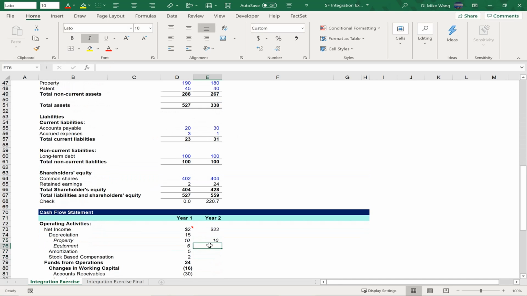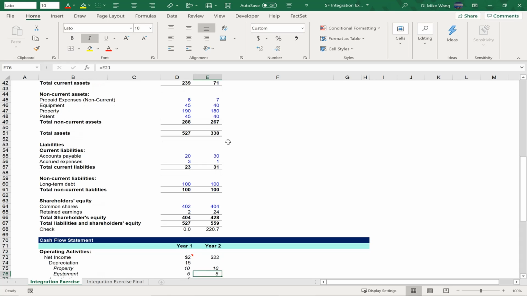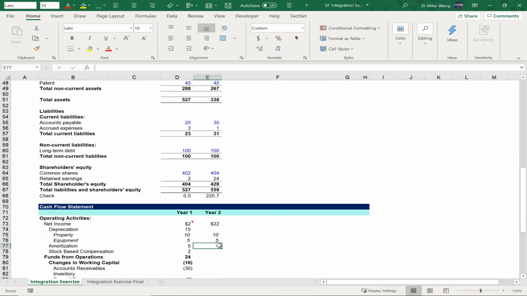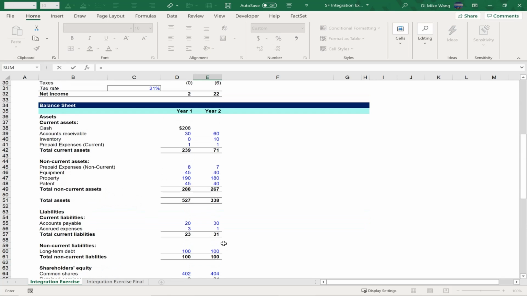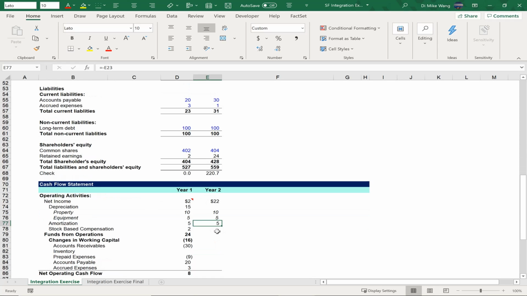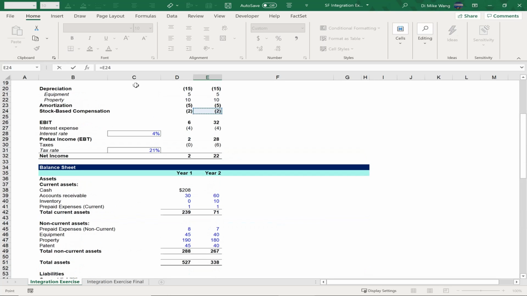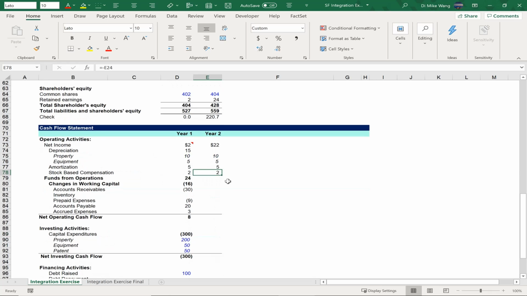Equipment, we're going to link from E21. Amortization, from E23, but remember, we're going to have to flip the sign to make it positive. And same with stock-based compensation. We're going to take it from the income statement, but we're going to have to flip the sign as we're adding them back to the cash flow statement.